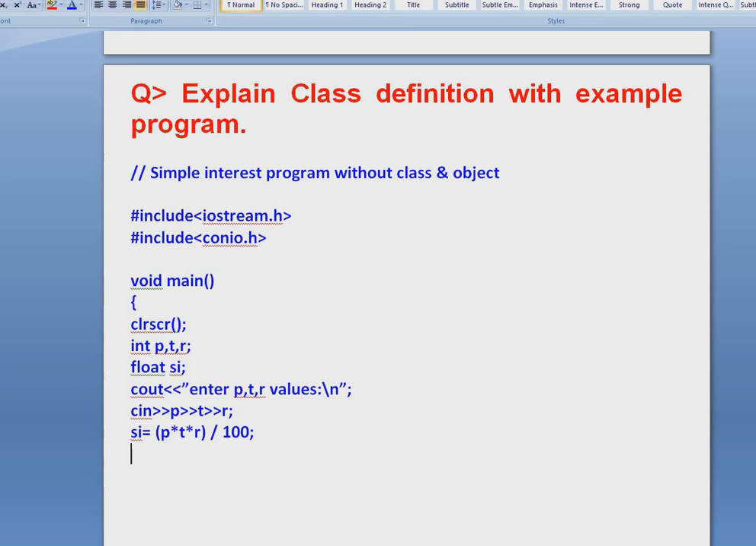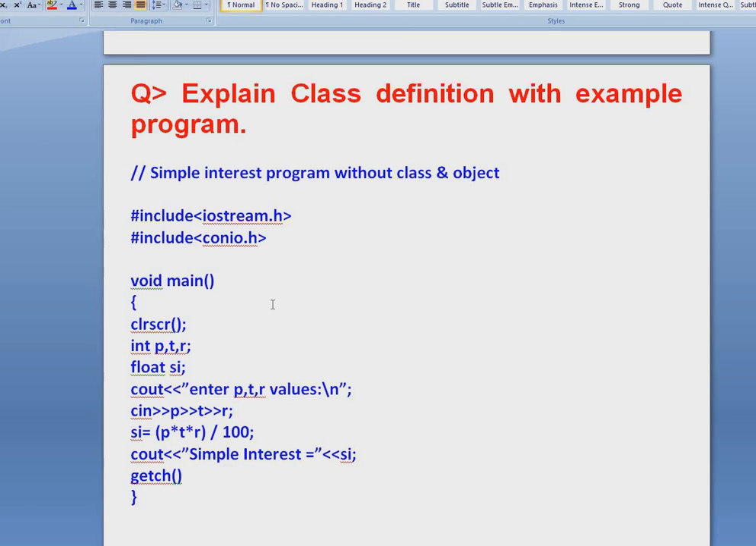Okay, now after getting simple interest, just display it on the screen. So cout "simple interest is equal to" si. Now close the program, close the flower bracket.